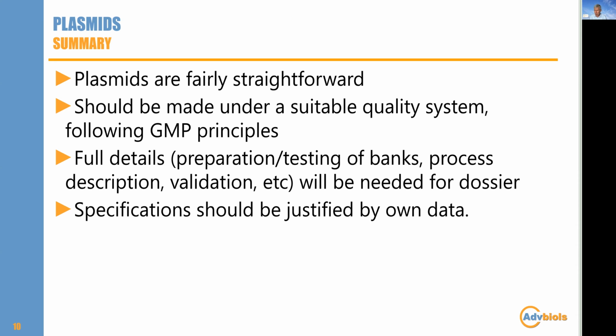So plasmids are fairly straightforward. Probably I made it sound more straightforward than it is in reality. But as materials go, these are quite straightforward. And they should be made under a quality system. And I think principles of GMP probably is the right approach if you're using bacterial banks. If you were chemically synthesizing them, I think this would be a different discussion. I don't have time to discuss that right now.